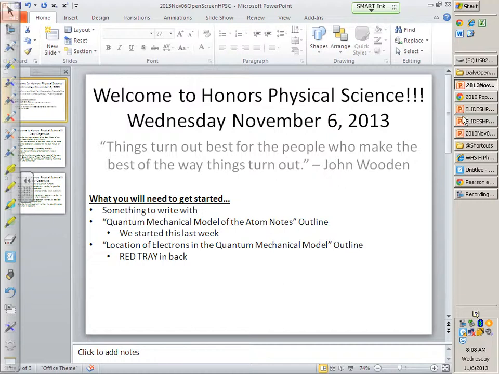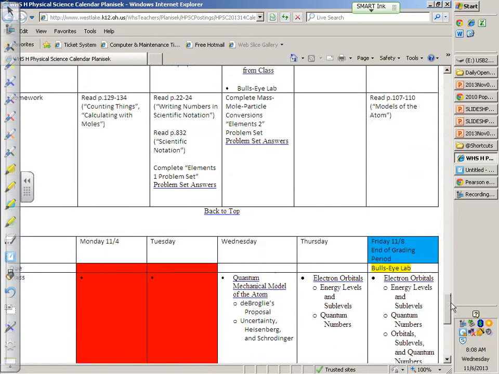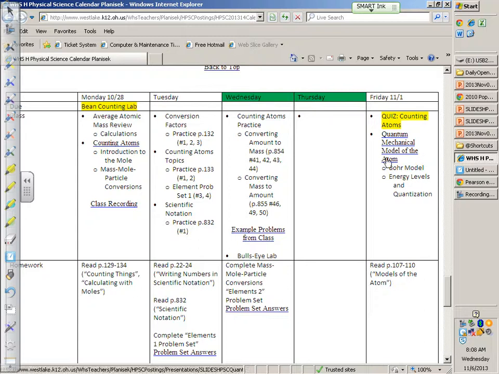So, as we just saw on the calendar, last Friday we began talking about the quantum mechanical model of the atom. And we said the previous week's worth of work dealing with atomic mass and average atomic mass and how these different atoms compare to one another deals basically with the nucleus of the atom because it deals with mass. And most of the mass of the atom is in the nucleus.